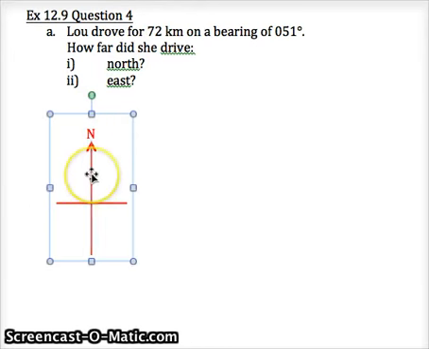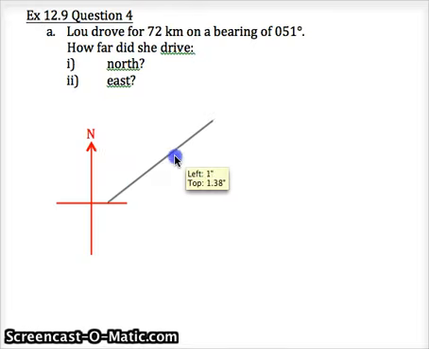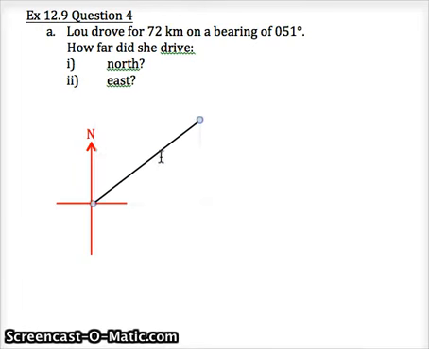Now, remember, bearings start from north and go clockwise, so we need to go clockwise from north roughly about 51 degrees, which would be a little bit more than halfway across there. So I'll just put that direction in there. So that's the direction roughly that Lou has travelled in. We need to put that it's 51 degrees. Of course, the bearing is 3 figures, 0, 5, 1, but when you're just drawing it on your diagram, you can just put in the 51. So I've marked that in, that Lou's travelled on a bearing of 51 degrees.